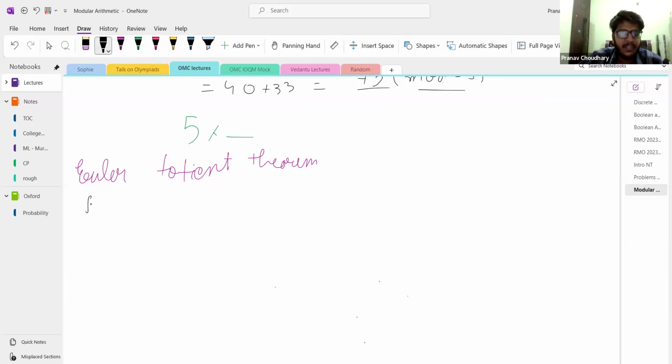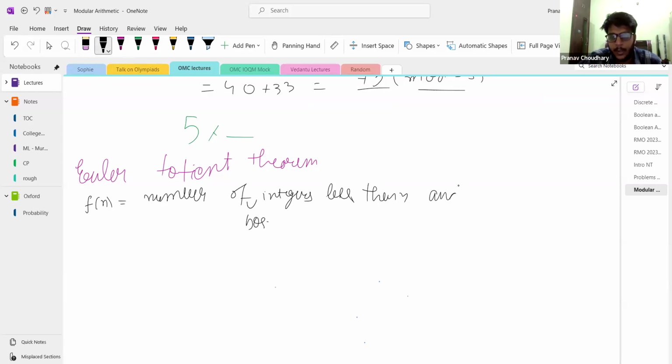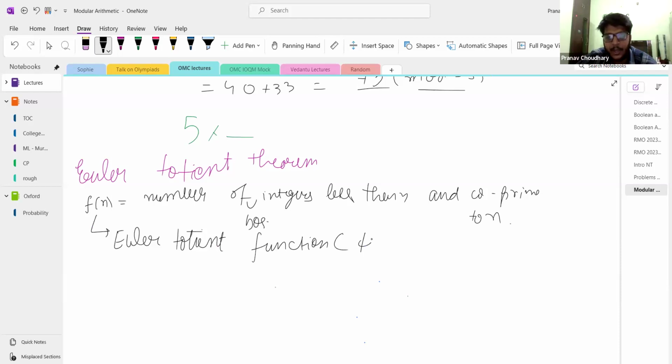So we were defining f of n as the number of positive integers less than n and co-prime to n. And we'll stick with this function. This is also known as the Euler function or Euler Totient function. One of these two. I think it's the Euler Totient function. Correct me if I'm wrong. And a lot of people denote it by phi of n.